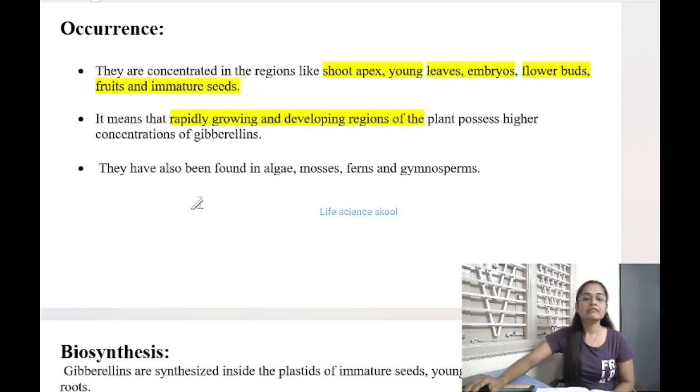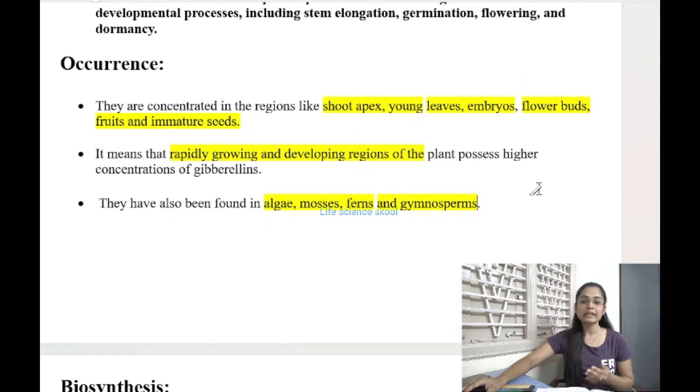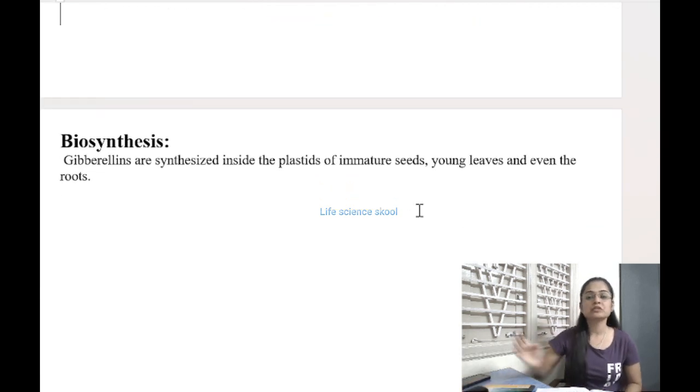Moving on to the next point, they have also been found in algae, mosses, ferns and gymnosperms. So not only in plants, we can find gibberellin in algae, mosses, ferns and gymnosperms. We will move on to the most important one, that is biosynthesis.